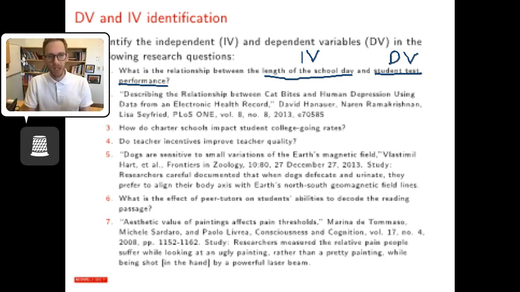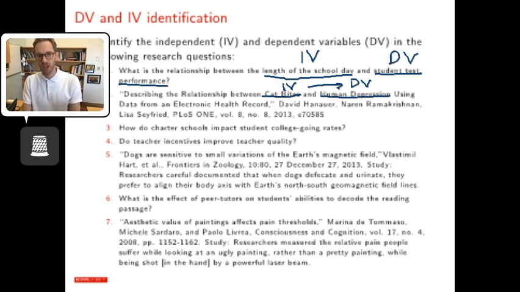Okay? Some of these are weird. Number 2: describing the relationship between cat bites and human depression using data from an electronic health record. Thank you, authors, for doing that. I think that's interesting. So cat bites seems to be an independent variable that might predict human depression, the dependent variable, okay? So whether or not your cat bites you is going to signal some change in depression, and then you might think about the mechanisms. Maybe your cat's mad at you, or maybe, I don't know, we could think of other reasons. I don't know why they're studying that, but they are.